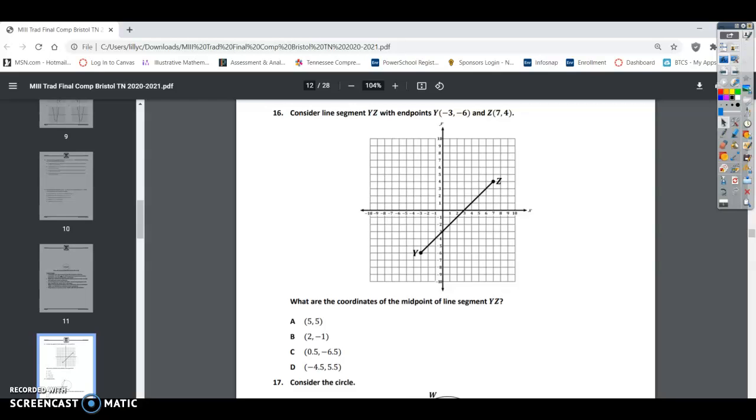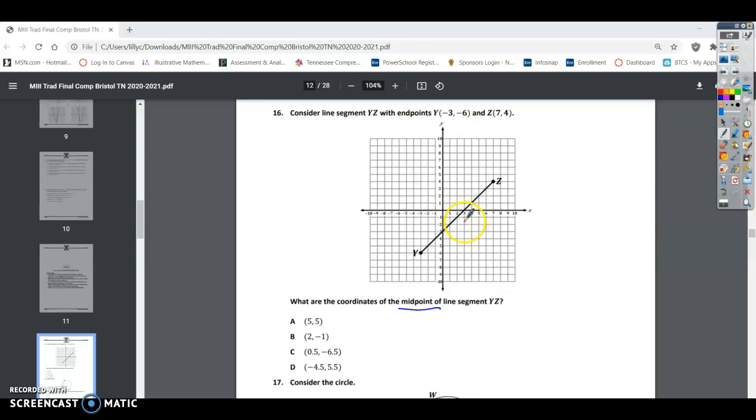Math 3, final benchmark, question 16. Consider line segment YZ with endpoints Y is (-3, -6) and Z is (7, 4). What are the coordinates of the midpoint of line segment YZ? So we're looking for the midpoint.